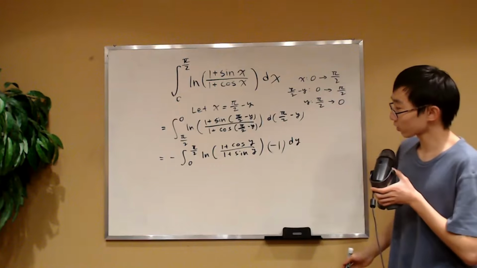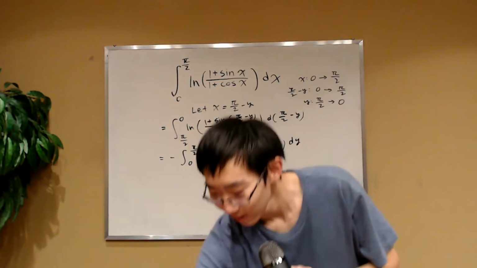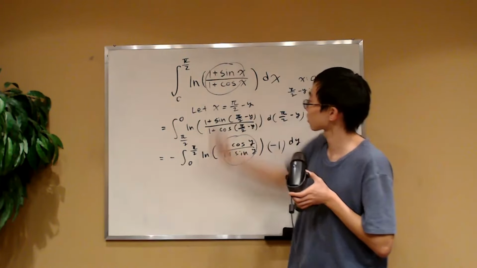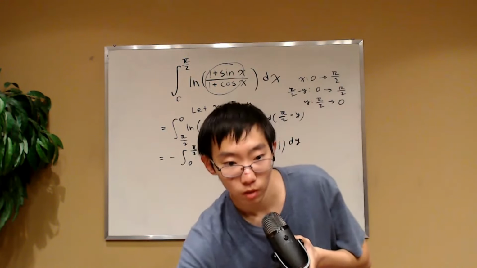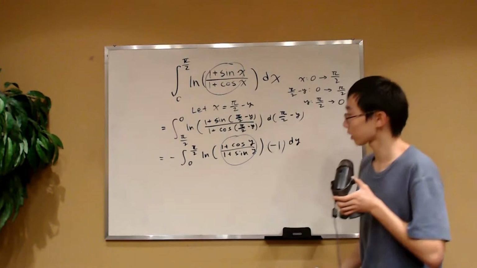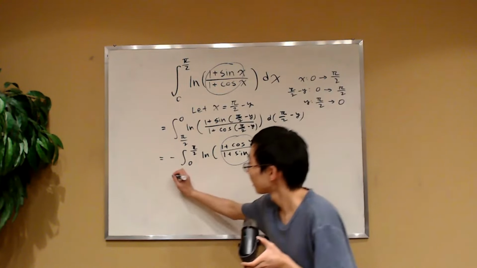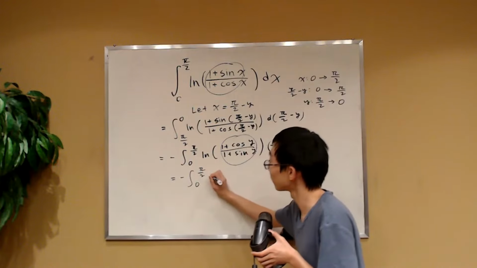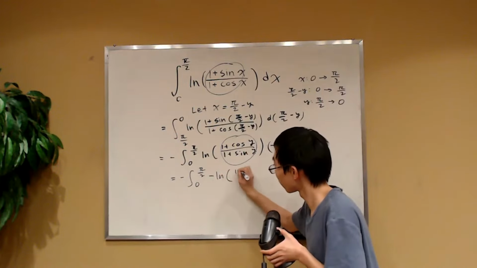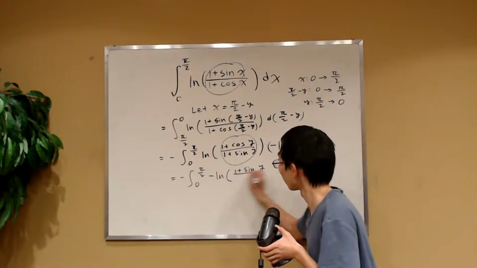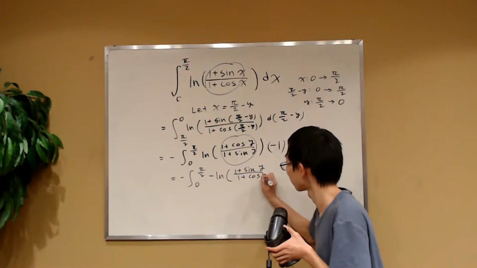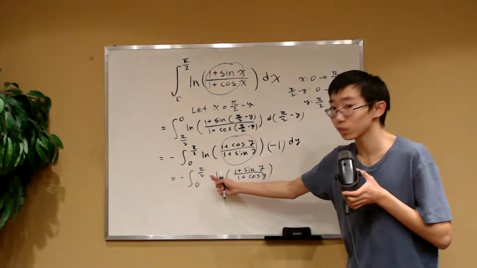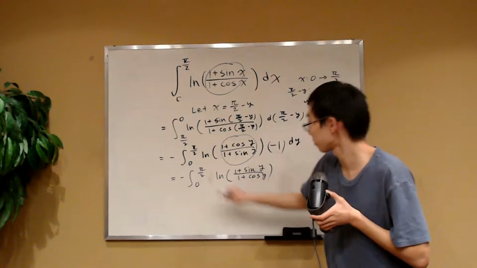Okay, and notice, this is the key insight, that this over here is exactly the reciprocal of this. So what does that mean? Well, we can write the natural log as the following. This is equal to the negative integral from 0 to pi over 2 of the negative of the natural log of 1 plus sine of y over 1 plus cosine of y. Right, and then this negative 1 can combine with this negative to become positive, so this just goes away.